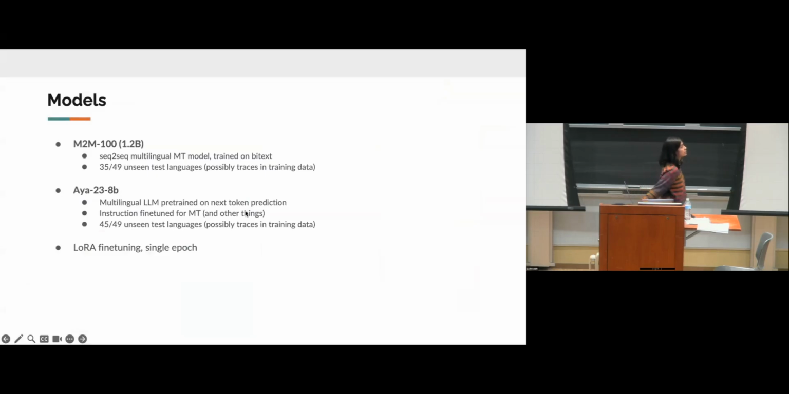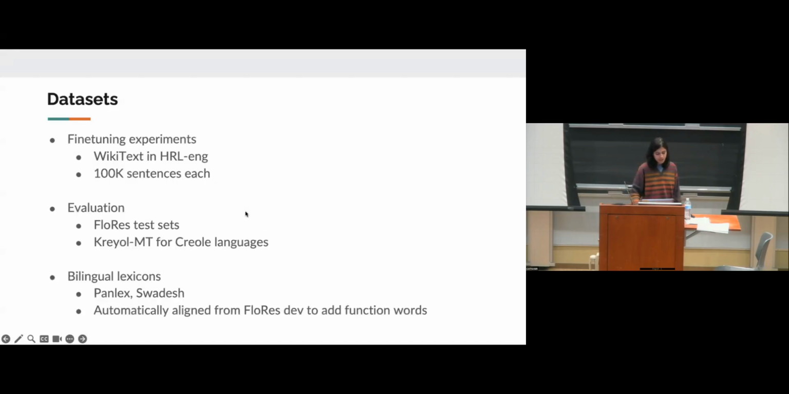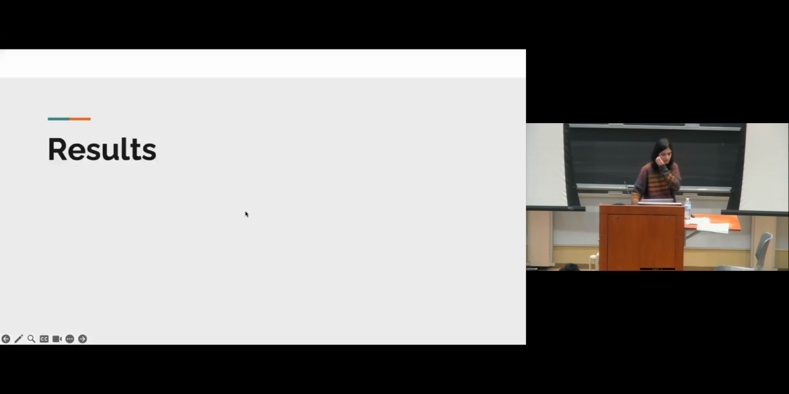And we are working with two models, M2M 100 and IA. The first one is a sequence to sequence multilingual MT model, and the second one is a multilingual LLM. So we have two paradigms of machine translation, and we want to test our methods for both of them. As for datasets, we are testing on Flores and Creole MT, which is a dataset for Creole languages that Nate worked on. We use bilingual lexicons from Panlex and Swadesh, and we align them ourselves from Flores for the function words, because mainstream lexicons don't usually include those.